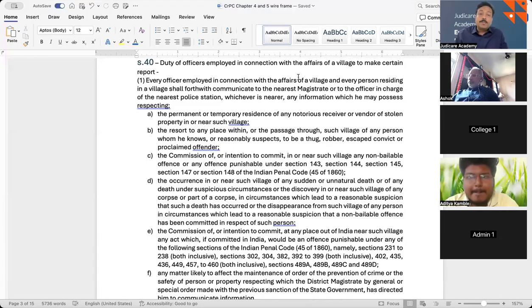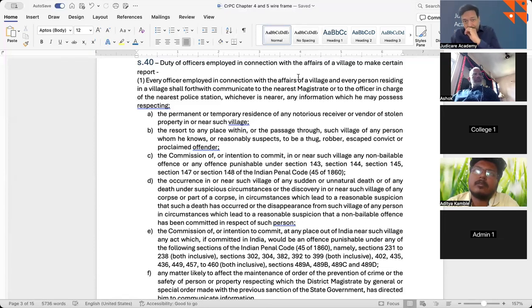So apart from the common people listed in section 39, who have to come back and disclose to the law and order machinery what is happening, these officers are also not spared, because they have an extra responsibility of taking care of the affairs of the village, and so an additional responsibility to inform. So every officer employed in connection with the affairs of a village and every person residing in a village, both, shall forthwith communicate to the nearest magistrate or to the officer in charge of the nearest police station, whichever is nearer, any information which he may possess respecting.